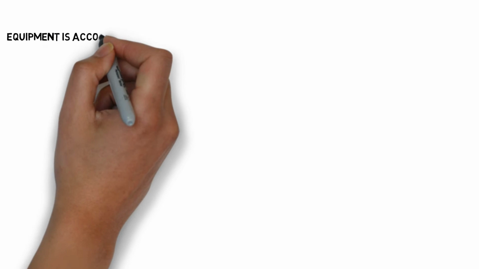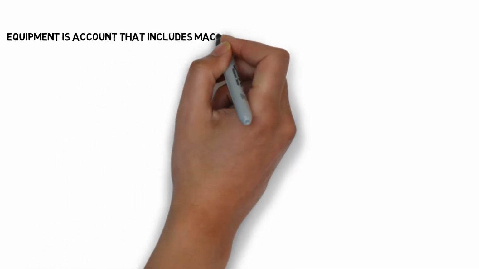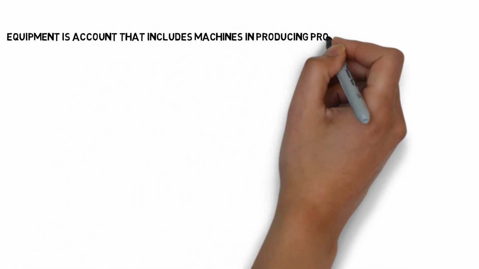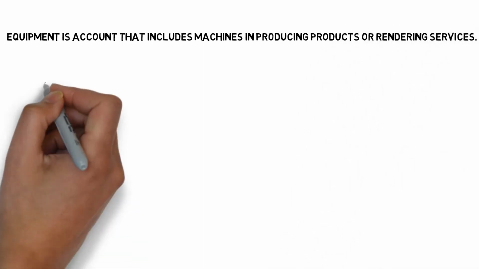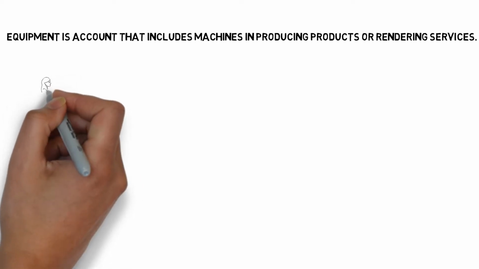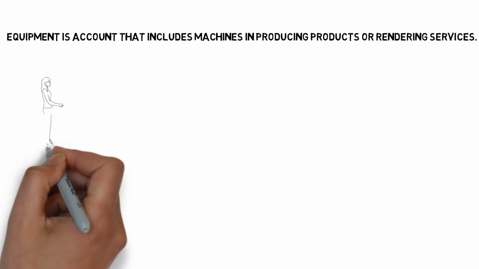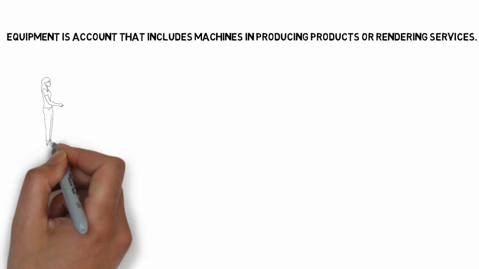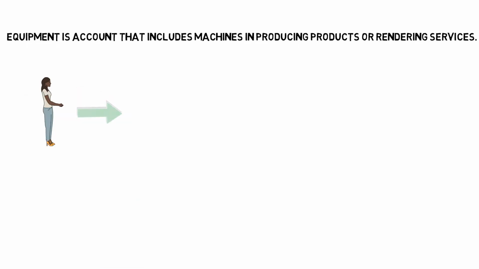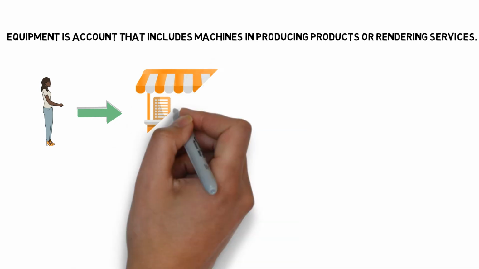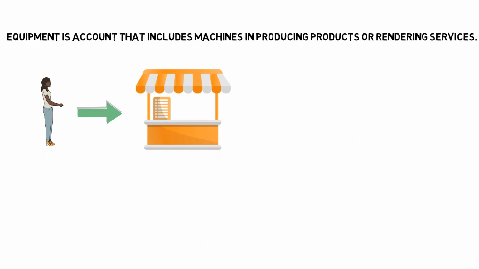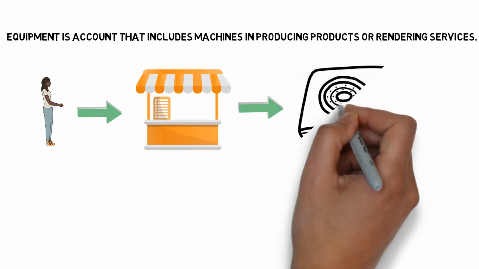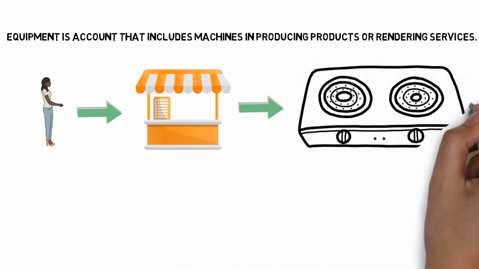The third accounting term is equipment. This account includes machines for producing products or machines for rendering services. For example, let's say Miss Nina decided to establish her own food stall business. Since she will sell fried products, she needs to have a stove and pan for her products to be cooked.